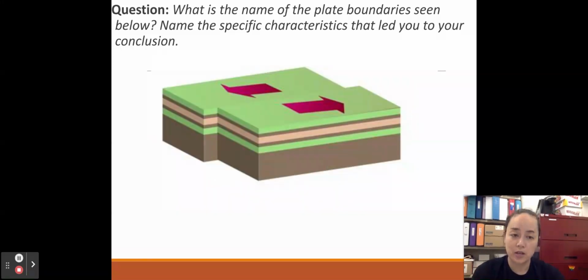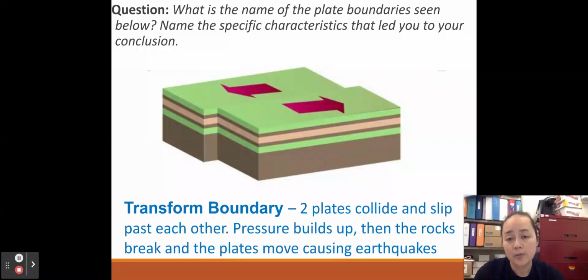And then the last boundary that you have to know is a transform boundary. And so instead of it being pushed together or drawn apart, you actually have them moving past each other. And so that's where two plates sort of collide and slip past each other. And so pressure is going to build up and the rocks will break. And then once they break, that's actually what's going to cause an earthquake. So as soon as they break, that's going to lead to those waves, those P and S waves that end up being the earthquakes that we feel. And so areas where you see a lot of transform faults, you're going to get a lot of earthquakes.